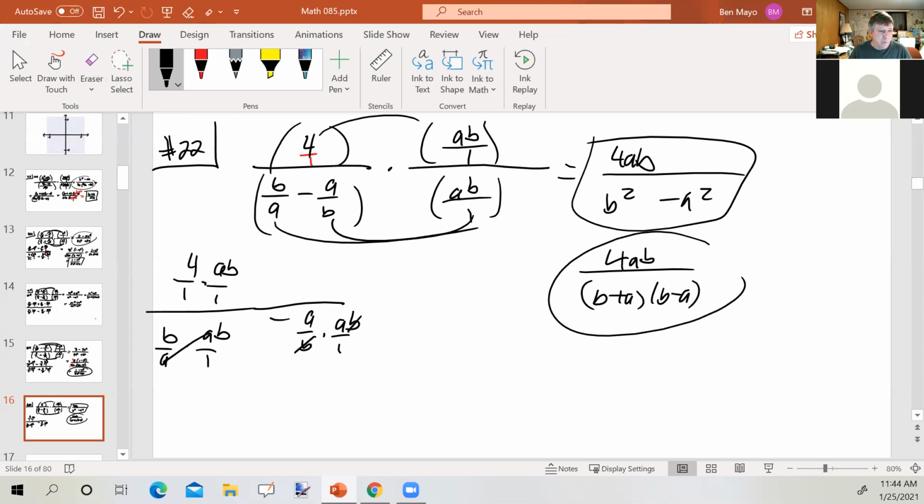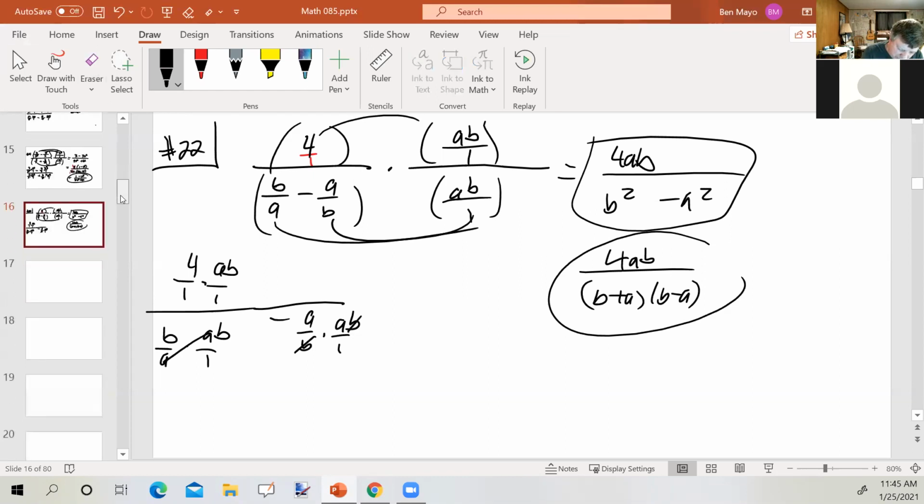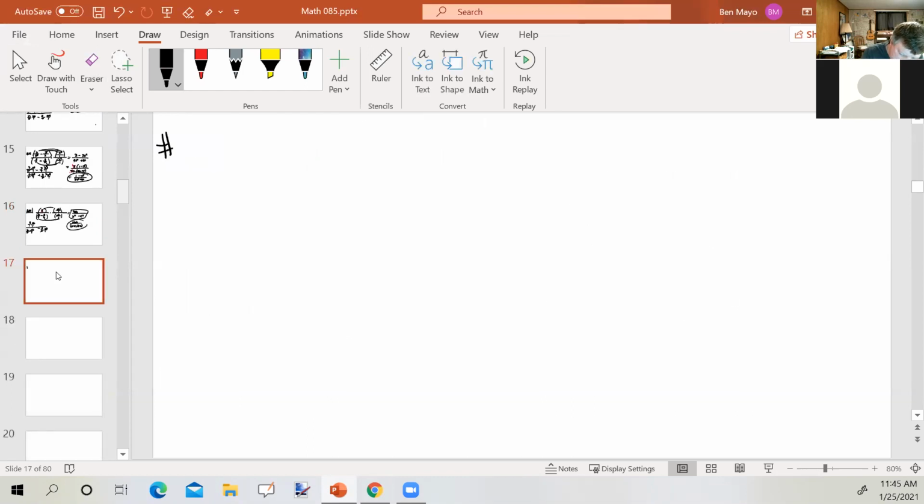Okay, we've got one more to look at here. Same section. This is problem number 23. Again, simplify the complex fraction. We have 6 minus 6 over x plus 1, all of that divided by 6 plus 6 over x plus 1.